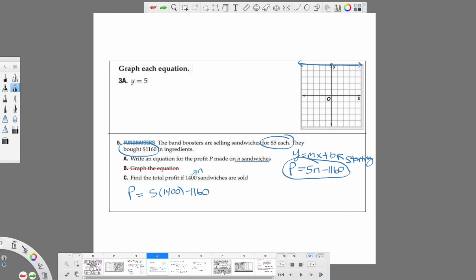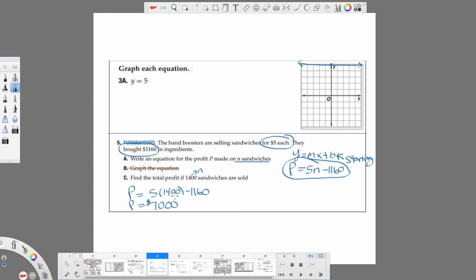And in this case, you could do some mental math here. It'd be 0, 0, 20, and then you'd have a 2 left over. So 5 times 1 would get you 5, plus 2 more would get you 7. So you could do some mental math here. You could also use a calculator if you need one. So we get 7,000. So this is how much I made selling 1,400.